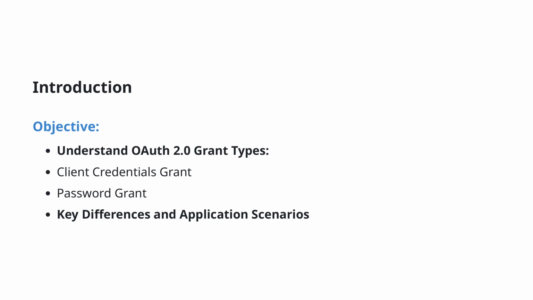In this module, our primary focus will be to understand the two OAuth 2.0 grant types, the Client Credentials Grant and the Password Grant. We'll delve into the key differences between these grant types and explore scenarios in which each is appropriately applied. It's essential to grasp these distinctions to effectively implement secure, efficient API security measures. By the end of this section, you should be able to identify when to use each grant type and understand their respective advantages and limitations in securing API interactions.